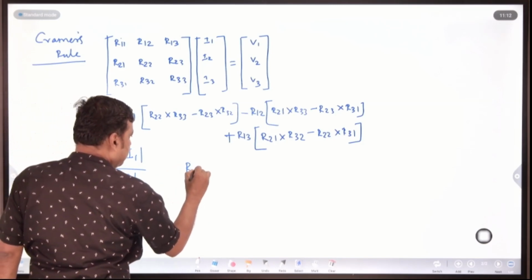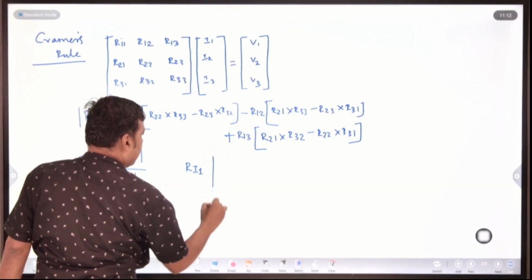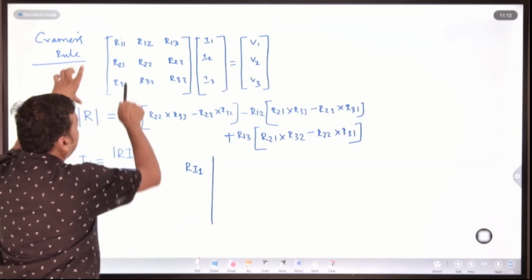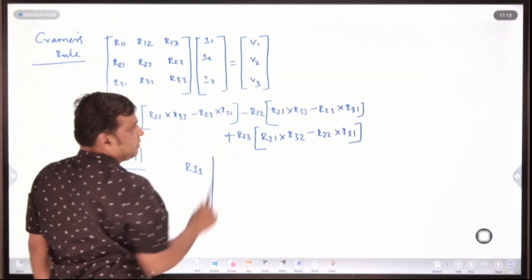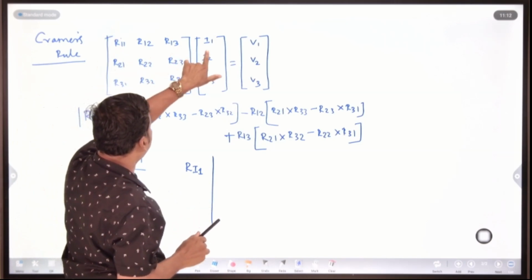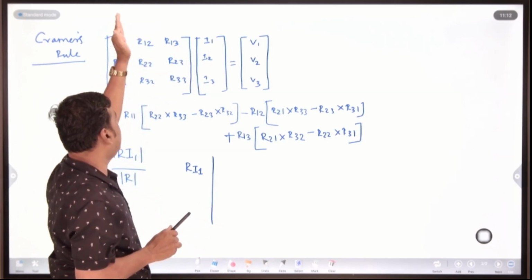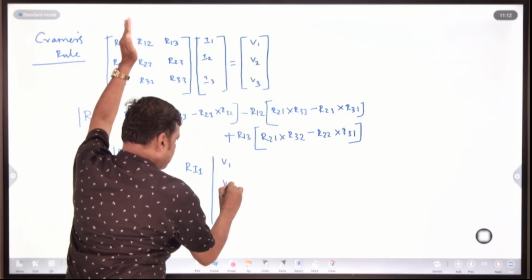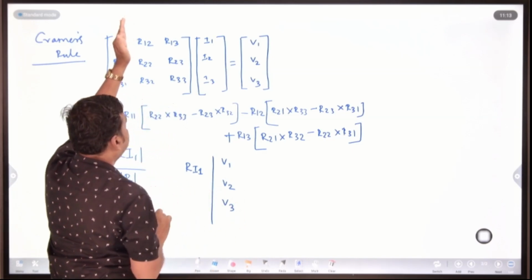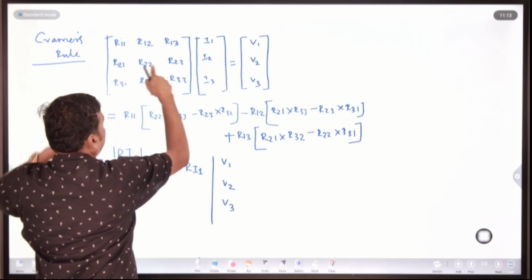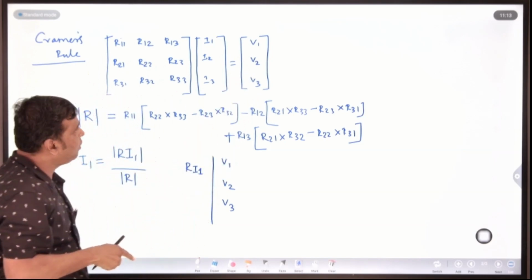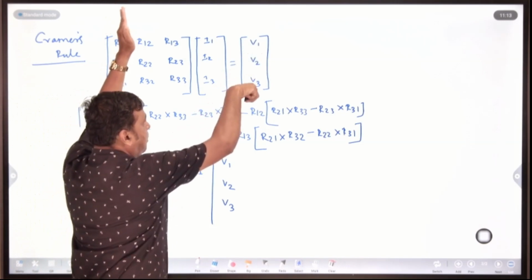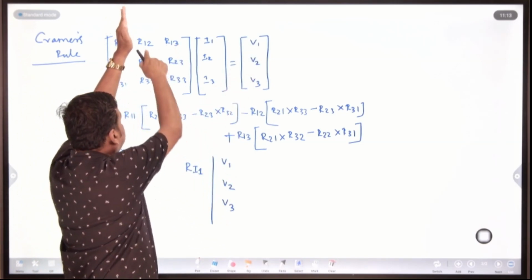R I1 is nothing but what? Ri1 means if you close this column, you have to consider this resistance matrix along with this voltage matrix. To find the value of I1, first you close the first column, then consider this column V1, V2, V3. There are 4 columns, 1, 2, 3 and 4. If you are going to calculate I1, simply close the first column, then consider the column V1, V2, V3, and the remaining 2 columns.